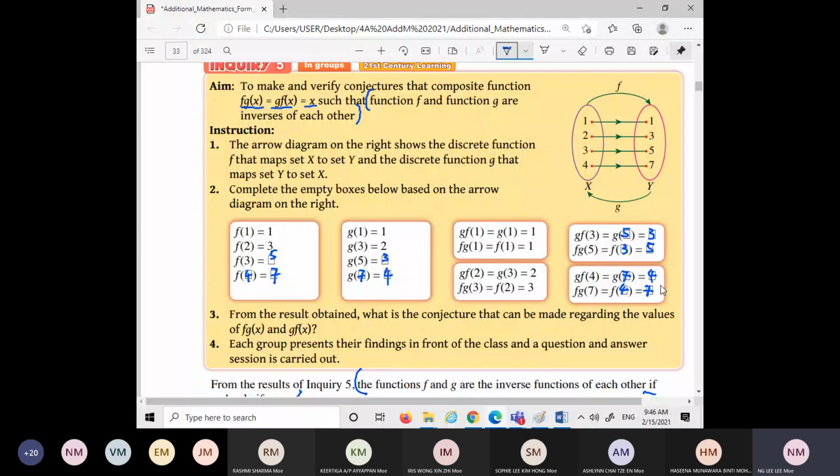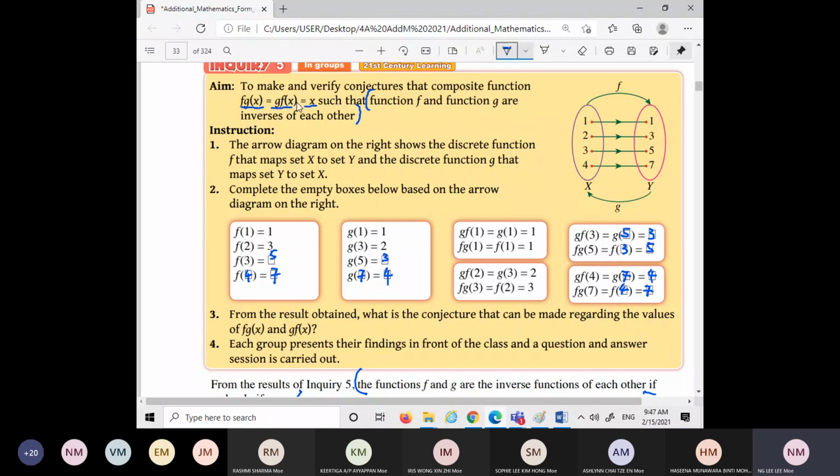I don't know whether this is proof or not. It's x, x, x. It should be 3, it should be 5, it should be 4, it should be 7. Can you see this?